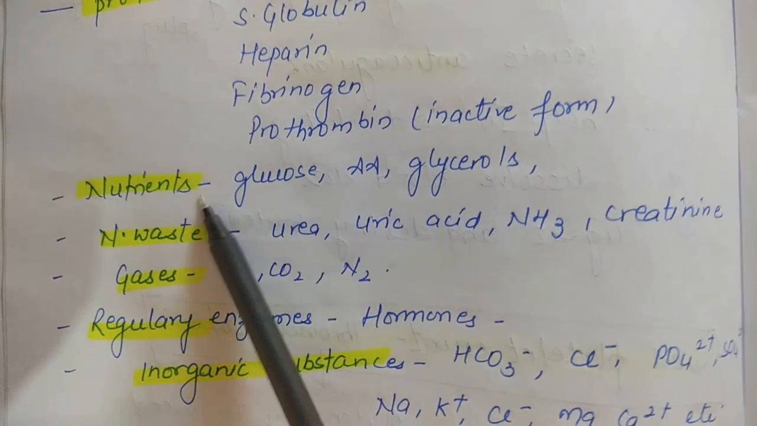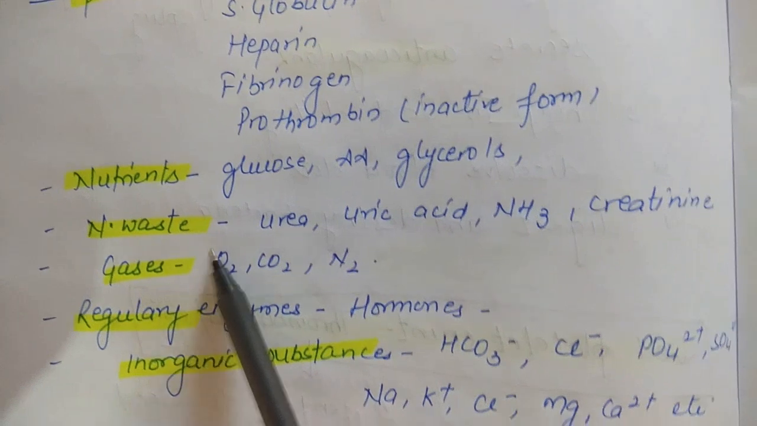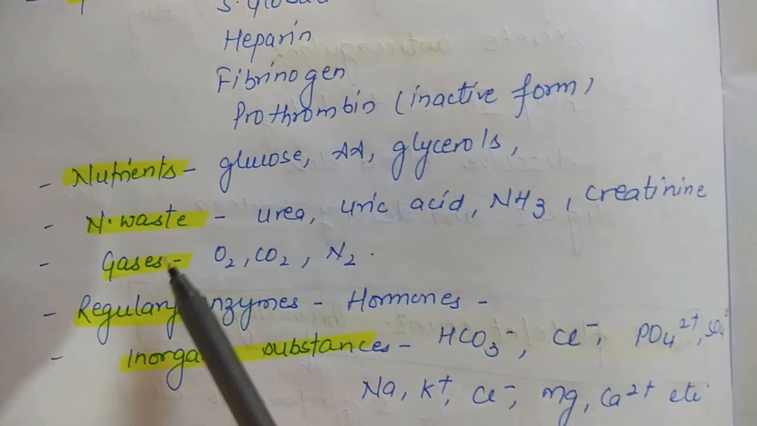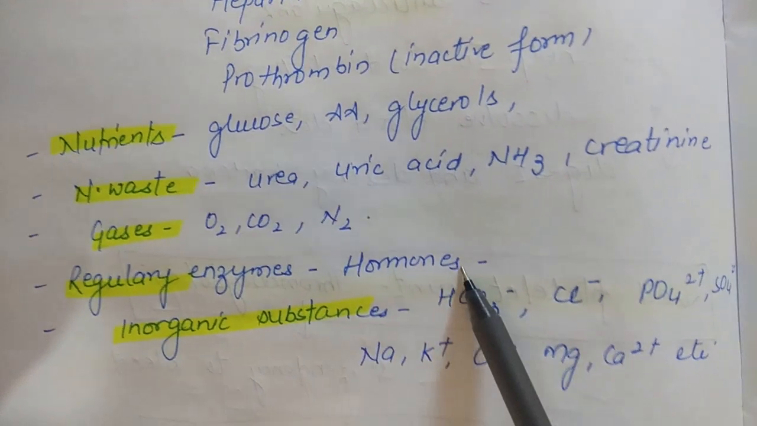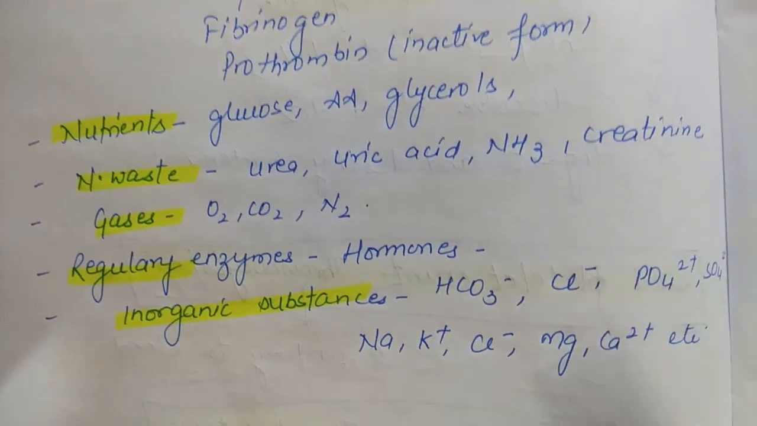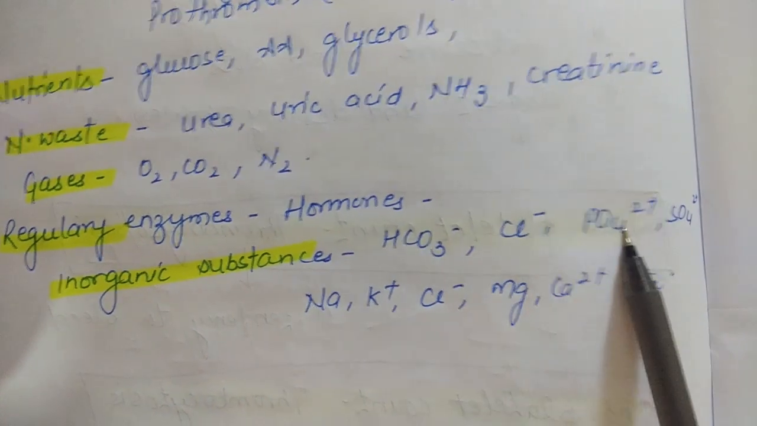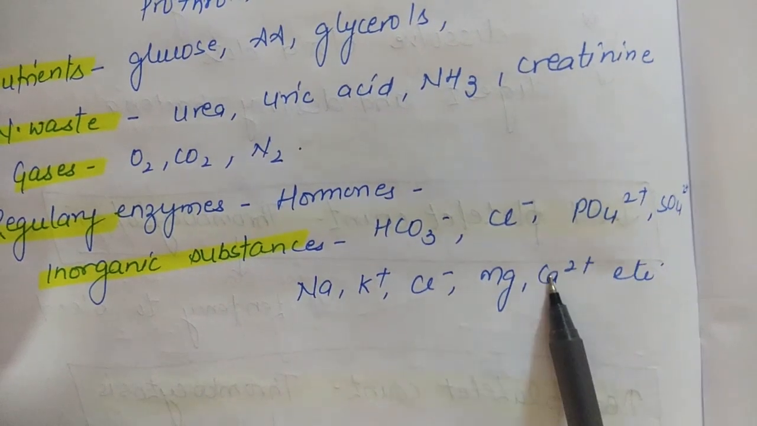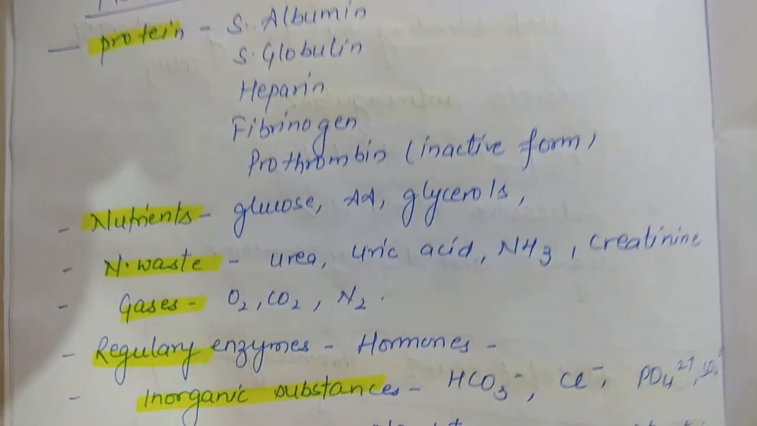Nutrients that plasma contains are glucose, amino acids and glycerol. Nitrogenous wastes that plasma has are urea, uric acid, ammonia and creatinine. Gases like oxygen, carbon dioxide and nitrogen. Regulatory substances like hormones: growth hormone, T3, T4, TSH. Inorganic substances like bicarbonate, chloride, phosphate, sulfate, sodium, potassium, magnesium, calcium, etc. So this was related to the components of blood.